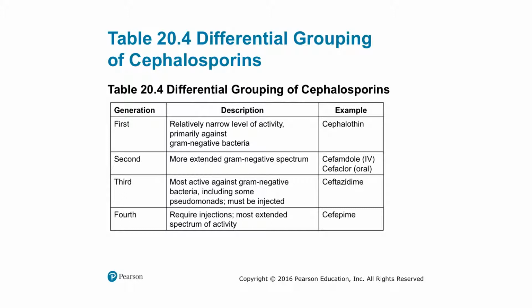Now, differential groupings of cephalosporins. We have first, second, third, and fourth generations. Cephalosporins were some of the first drugs that would help us to do some type of organ transplant, and they have different levels of action. As you go up, it gets more intense and you have a stronger cephalosporin.